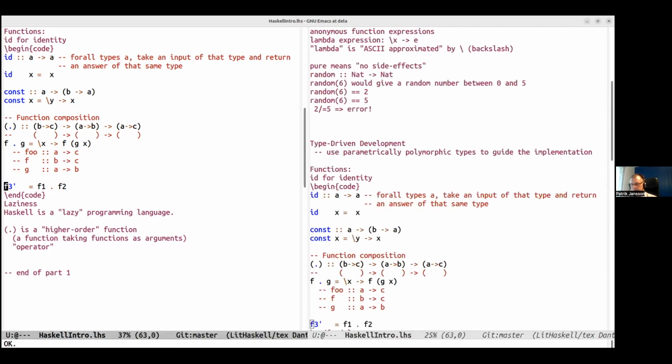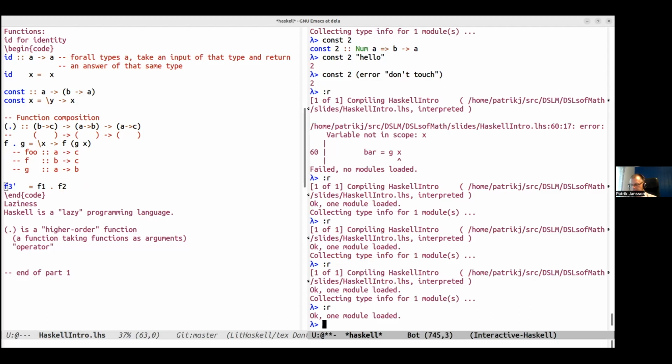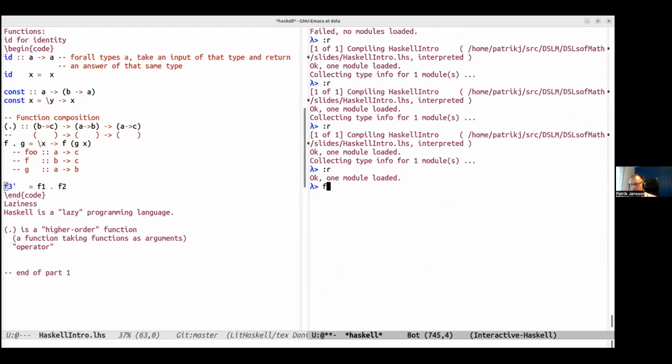So now let's see if we can test the function. So we have f3 prime on 3.14, and we have f3 on 3.14. And not surprisingly, they do the same thing.